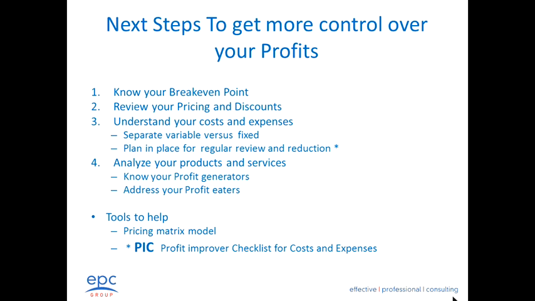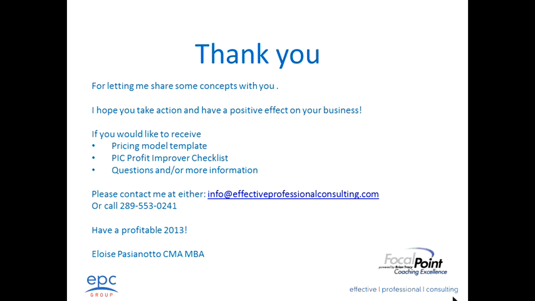So step 1, know your break-even point. Step 2, review your pricing and discounts. Step 3, make sure you understand your costs and expenses. Separate the variable from the fixed. Put a plan in place to regularly review and look for opportunities for reduction. And step 4, analyze your products and services so you know your profit generators and you can address your profit eaters. Now, I put 2 things down here for tools to help. One is the pricing matrix model, which is basically that little Excel spreadsheet that I just took you through. And also the PIC, the Profit Improver Checklist for costs and expenses. So go to the next one.